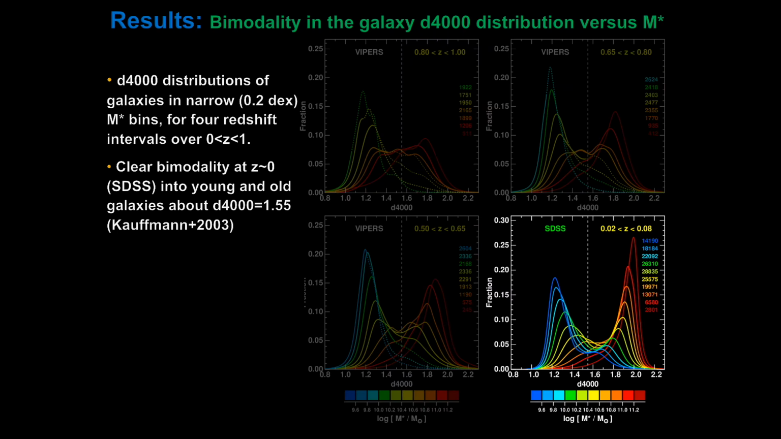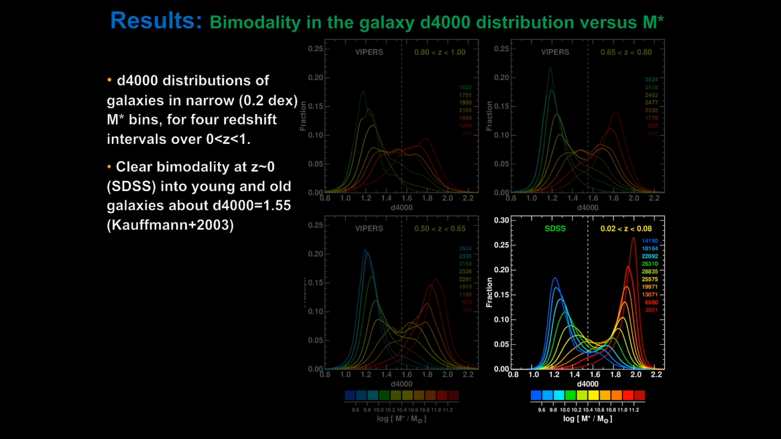To start with, we plot the D4000 distributions of galaxies, sliced into narrow 0.2 dex wide bins of stellar mass for 4 redshift bins from Z equals 1 to the present day, combining IPERS and SDSS datasets. Each mass slice is color-coded from blue for dwarf galaxies with log mass of 9.6, through yellow for Milky Way mass galaxies, and up to red for the most massive galaxies with stellar masses above 10 to the 11.